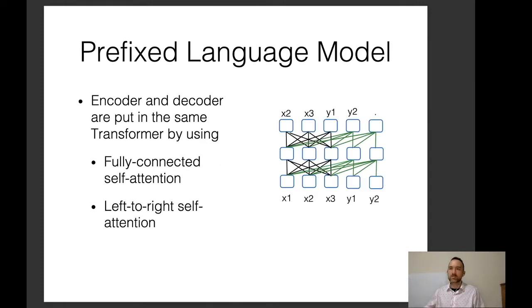So now moving on to prefixed language models. In prefixed language models, we have the encoder and decoder input into the same model by basically using fully connected self-attention for the input, which is in black on the left side here, and then left-to-right self-attention, which is in green on the right side here, for the outputs.